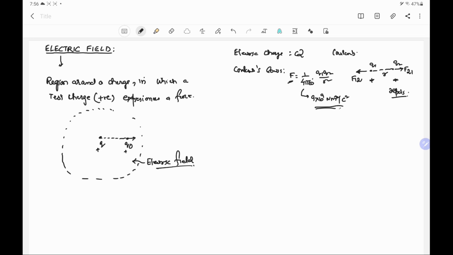Now, what is the strength of the electric field? Electric field strength at a point is represented by capital E. It is a vector quantity. It is equal to the force experienced by unit test charge. It means if this Q0 experiences a force F, then this force divided by Q0 will give the electric field strength.